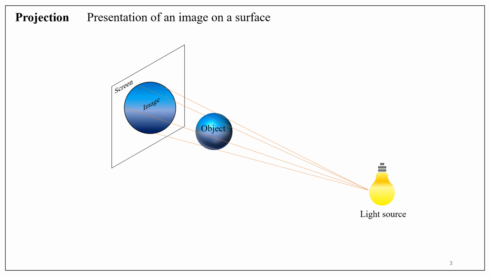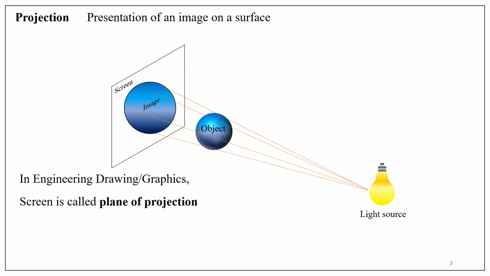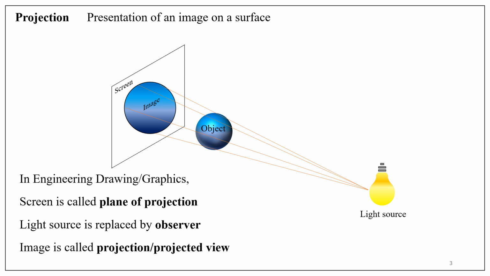If you apply this technique to engineering drawing, we have certain terms. So in engineering drawing, also called as engineering graphics, the screen is called a plane of projection. Light source is replaced by observer. Observer is a person. He is going to imagine how the image will be corresponding to a particular object on the screen. And the image is called projection or projected view.